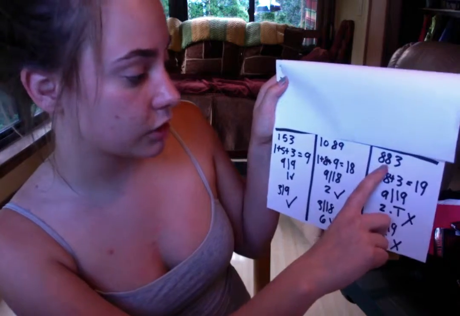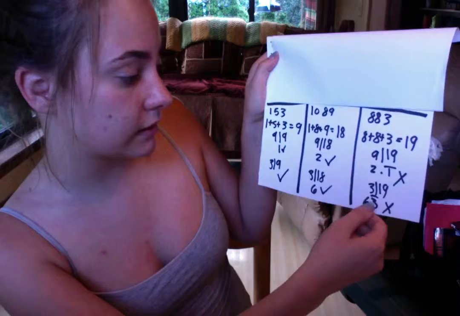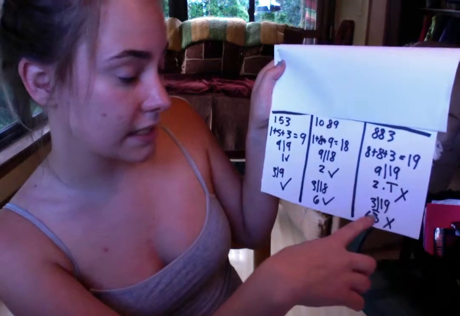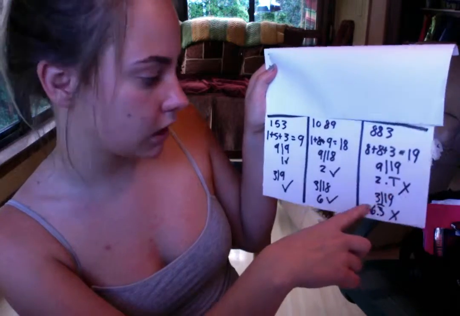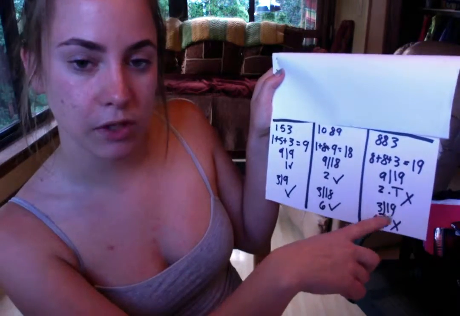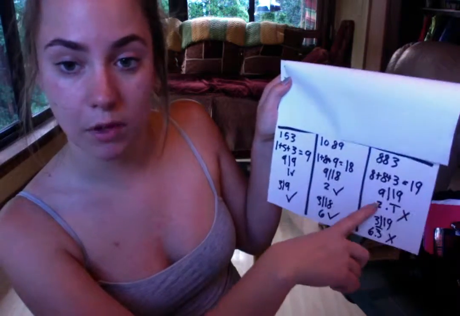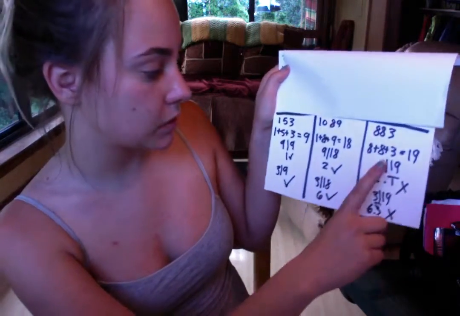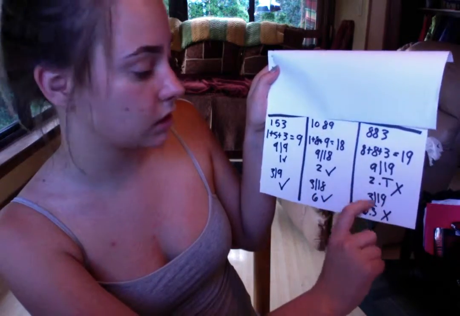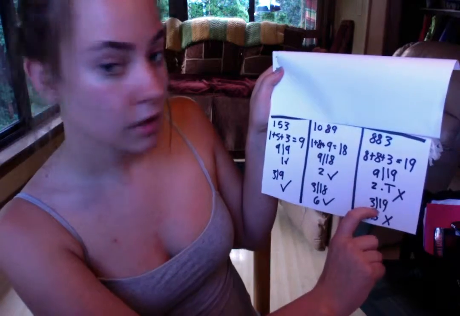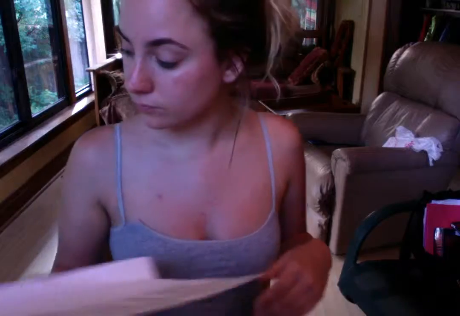Our last is 883. Here we have 8 plus 8 plus 3 equals 19. So you can see up here and down here that's not divisible by either. 19 divided by 9 is 2.1 repeating, and 19 divided by 3 is 6.3 repeating. This means that this number is not divisible by 9. Even if the added number was divisible by 9, and it was still not divisible by 3, that means it is not divisible by 9, the whole number.